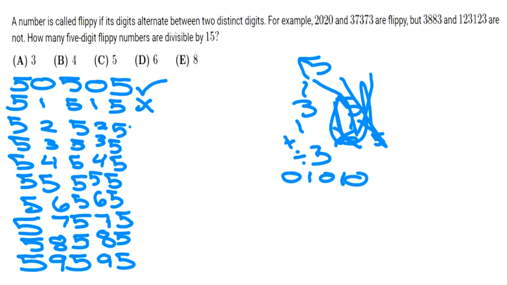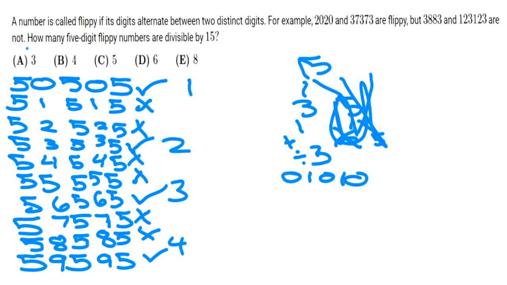The next one is not. The next one is not. And 53535 is an option. 54545 is not. 55555 is not. 56565 is. 57575 is not. 58585 is not. And 59595 is. So in total there is 1, 2, 3, 4. So our answer is B, 4.